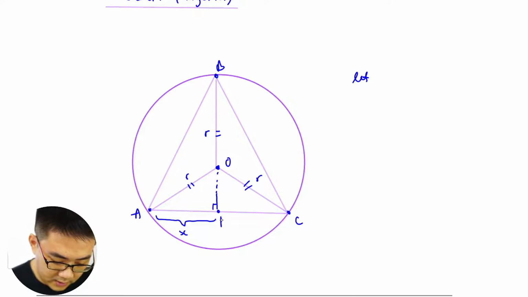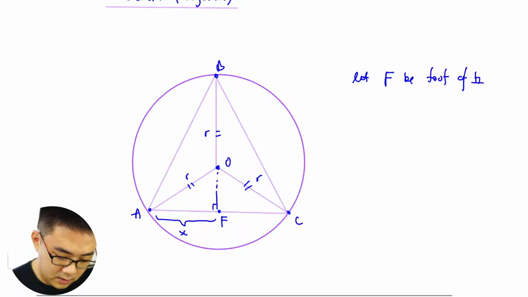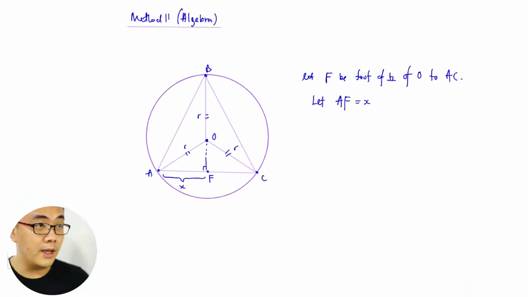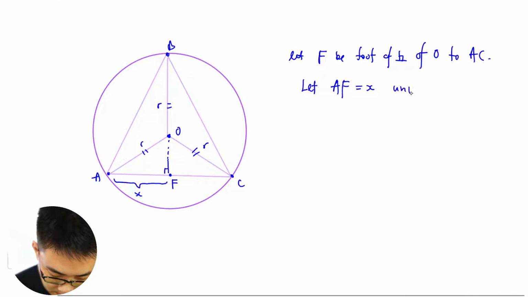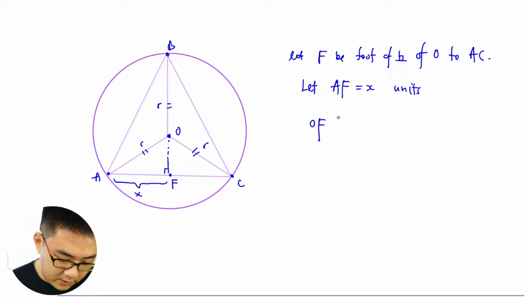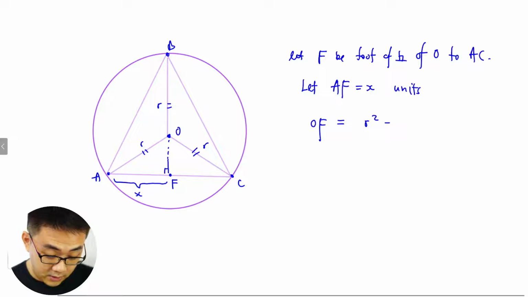Then you realize that this is F, as usual. Let F be the foot of the perpendicular from O to AC. So let AF equal X, X units. I think this algebra is much easier. So OF will be, by Pythagoras' theorem, like what some of you have suggested, which is to use Pythagoras' theorem. You can. So this is a square root, right?